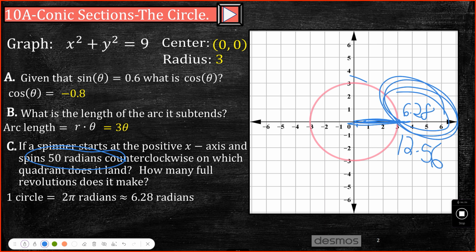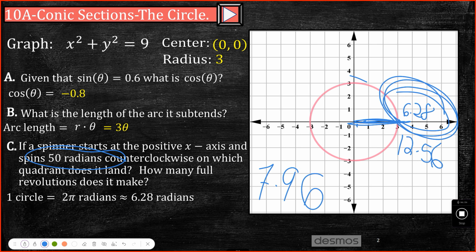Ah, smart. Good learners go 50 divided by 6.28. So 50 divided by 6.28. What are you getting? 7 point what? 7.96. All right. How do we interpret that? How many full revolutions did it make?